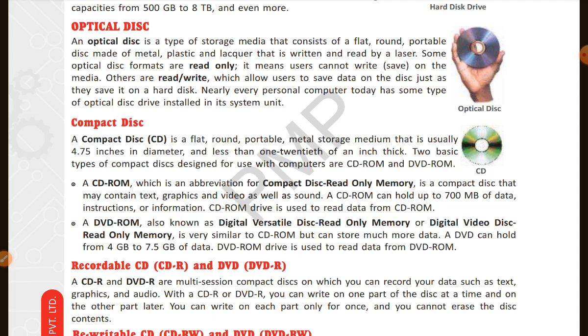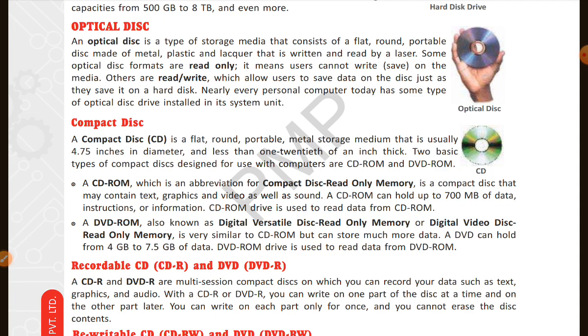The device which is used to read data from CD-ROM are CD-ROM devices. And the capacity of CD-ROMs are 700 MB. Next one is DVD-ROM, also known as Digital Versatile Disk Read Only Memory or Digital Video Disk Read Only Memory. This is the full form of DVD-ROM.